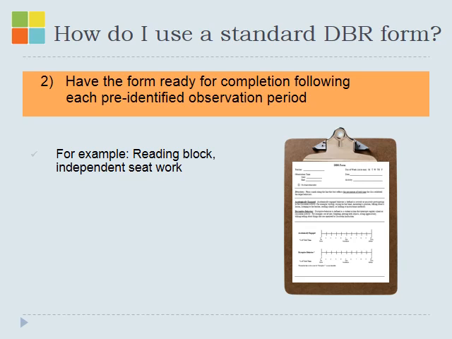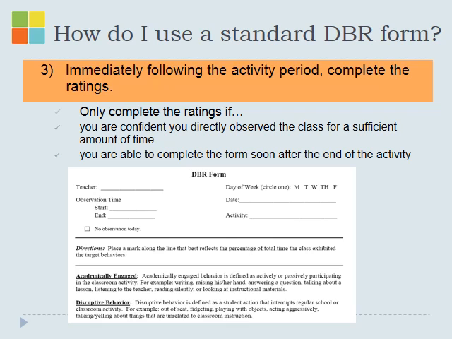Have the form ready, and this is just like a trick of the trade, just have it ready so that you can complete it as soon as the class is over, ideally even within the transition. So if it's on the clipboard by the door, or whatever it is when you switch classes, so that you can get those ratings on the paper as soon as possible so that it's fresh in your mind. Please only complete the ratings if you're confident you observed the class for a sufficient amount of time, which you obviously did because you taught BLS, and you can complete the form soon after the end of the activity.